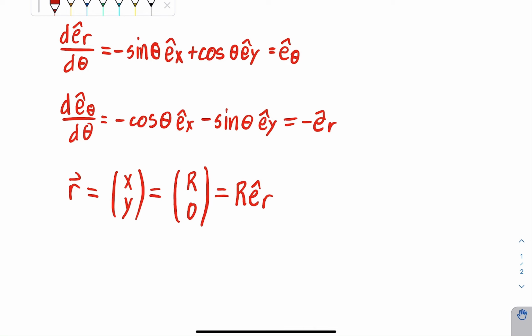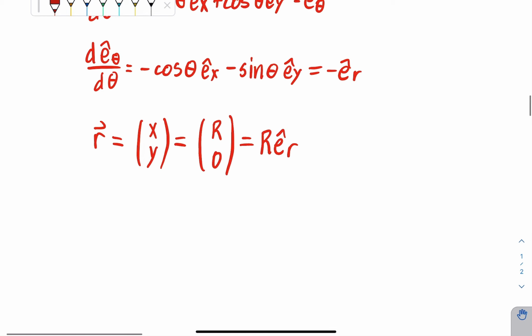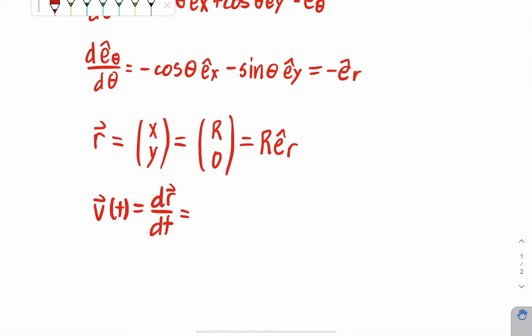Okay, so now we need to differentiate this. In order to find velocity as a function of time, we need to take the derivative of the position function, which is equal to the derivative with respect to time of r e sub r. Okay, so how do we deal with this? We can pull out r because that's a constant, so we get r d by dt of e sub r.